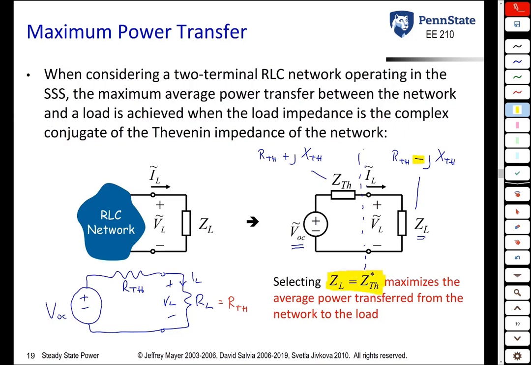So to summarize, in the AC case, you get maximum power transfer not when ZL is equal to Z Thevenin, but when ZL is equal to Z Thevenin conjugate. We call this impedance matching.